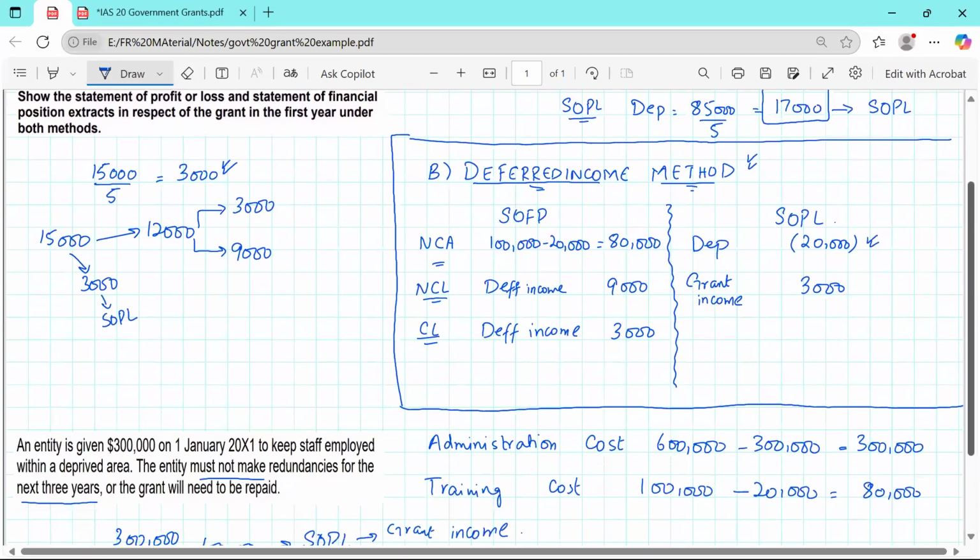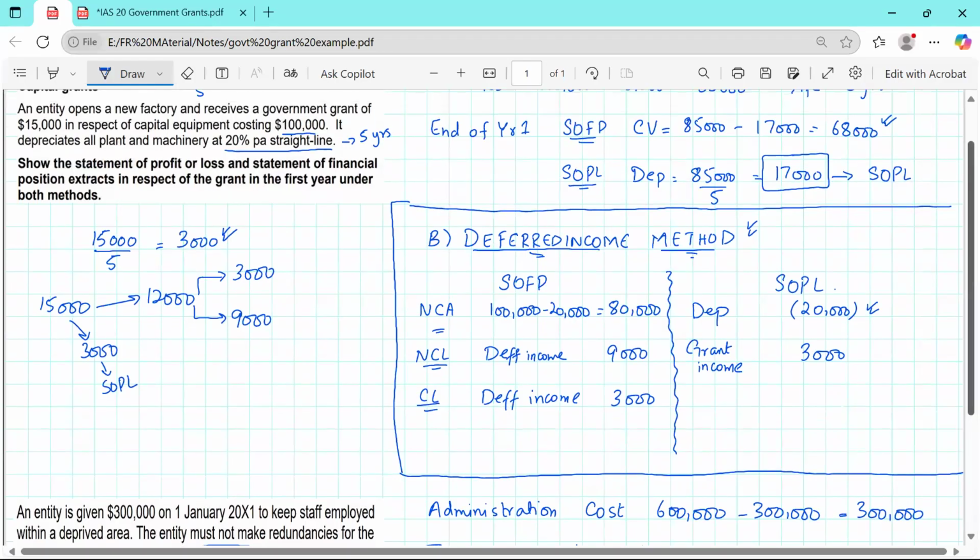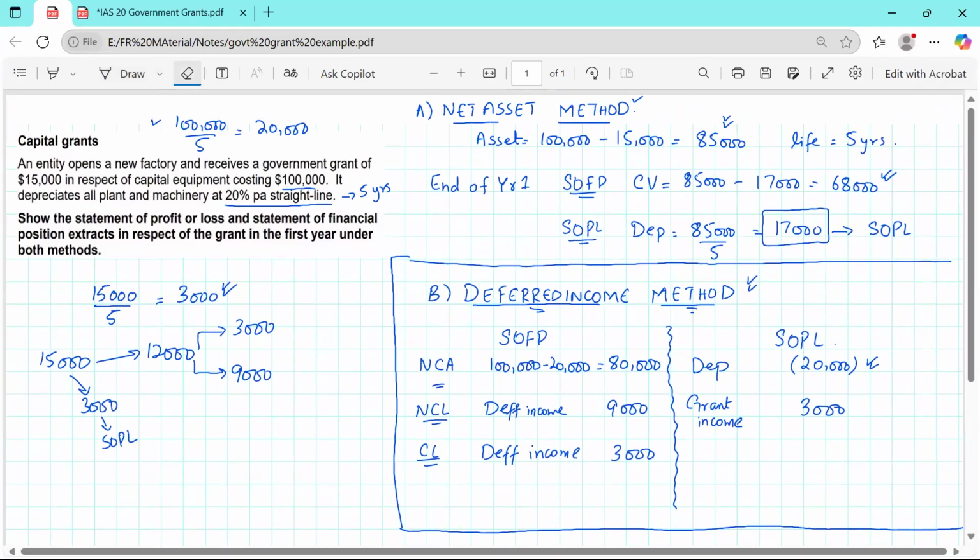Now in the form of double entries, let's discuss the double entries as well. I don't think it will be tested, but anyway, you should have an idea about the double entries as well. Okay. Now here in the deferred income method that we discussed, what will be the double entry for the grant? How will you record it?